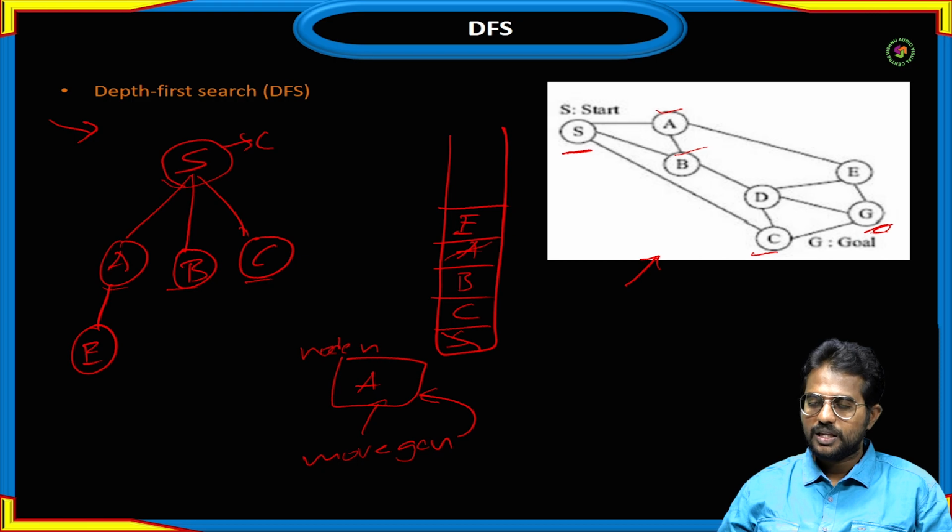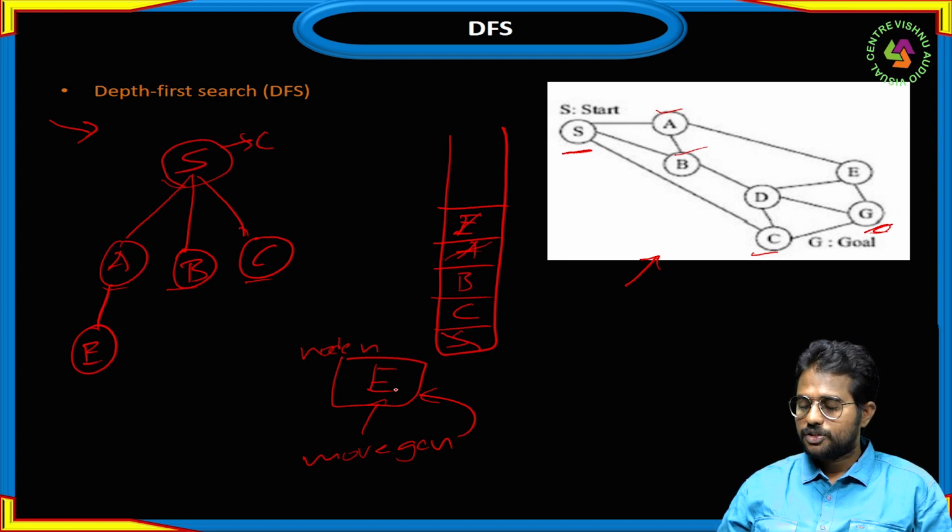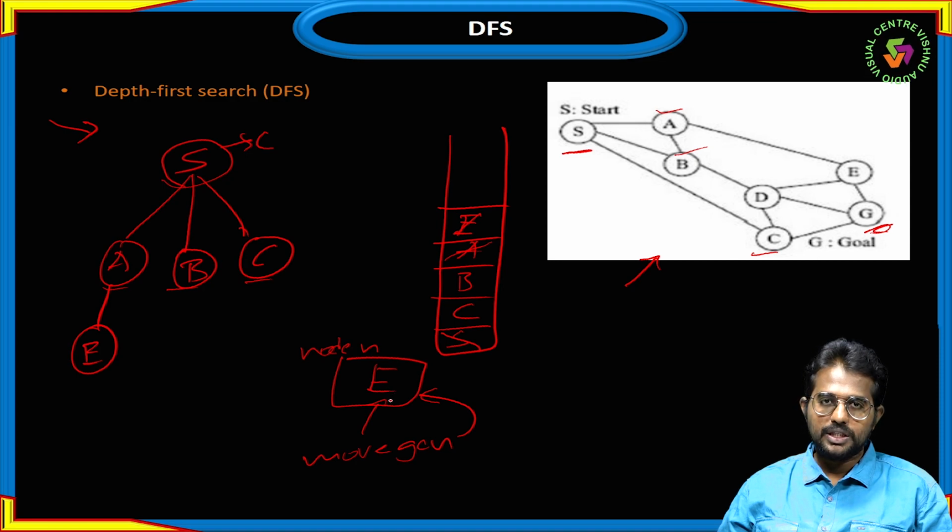In that while condition, the first statement is to apply the pop operation. After applying pop on this stack, E will be deleted and stored in node N. So node N will now have E. The next statement is to check whether E is a goal node. Clearly E is not a goal node.